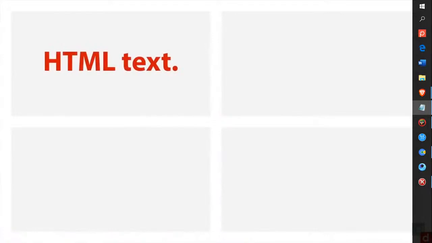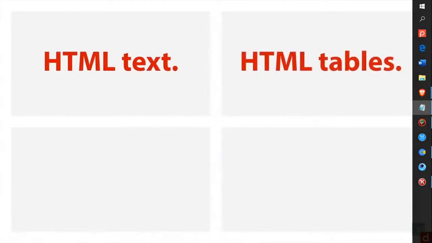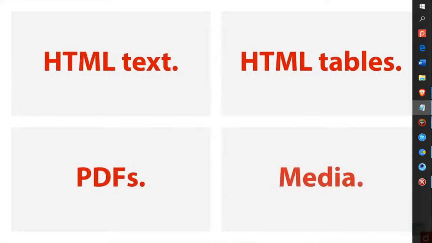Now, when you're dealing with scraping, you can get data in several different formats. You can get HTML text from web pages. You can get HTML tables, the rows and columns that appear on web pages. You can scrape data from PDFs, and you can scrape data from all sorts of media like images and video and audio.